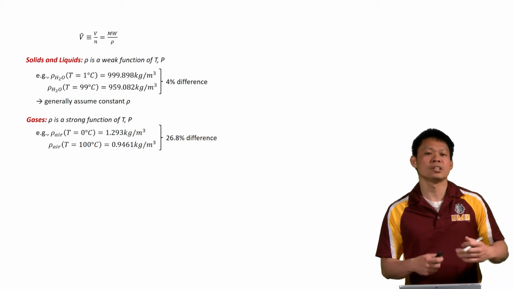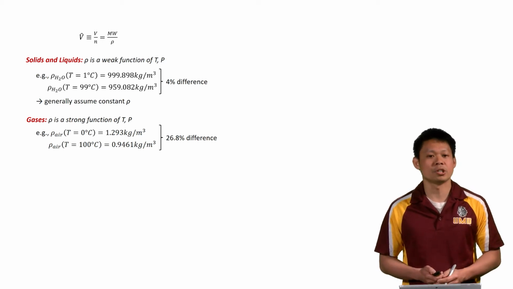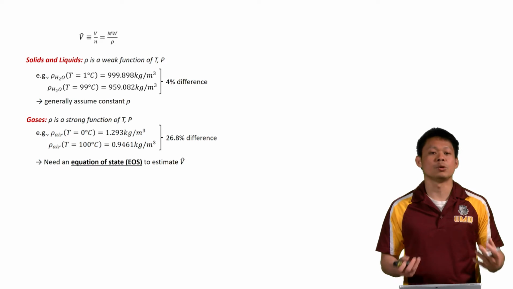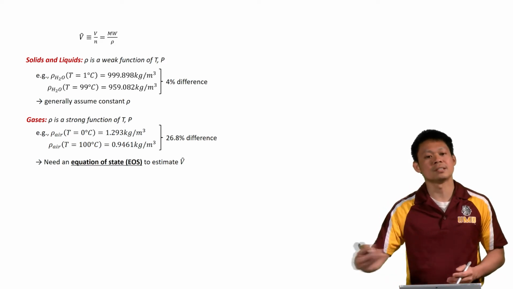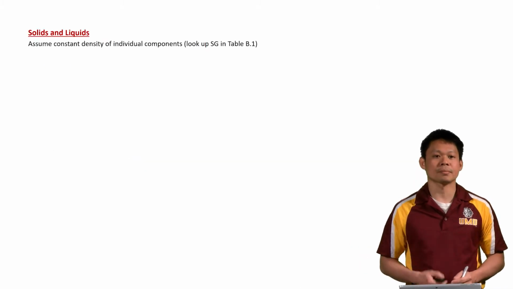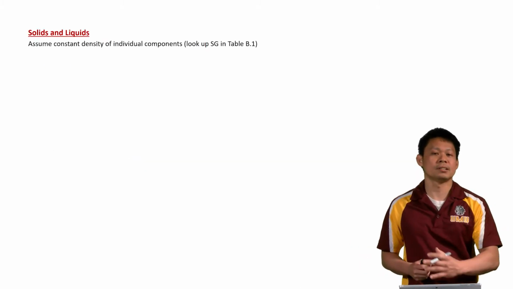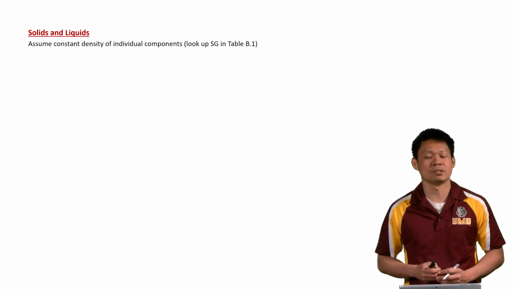As such, you cannot just look up a density value from some book and use it for any temperature. You actually have to use what we call an equation of state to estimate the specific molar volume. And we'll get to this idea of equations of state in the later part of this lecture. So now let's go back to solids and liquids, make a few more notes about that before we move on to gases and talk about equations of state.